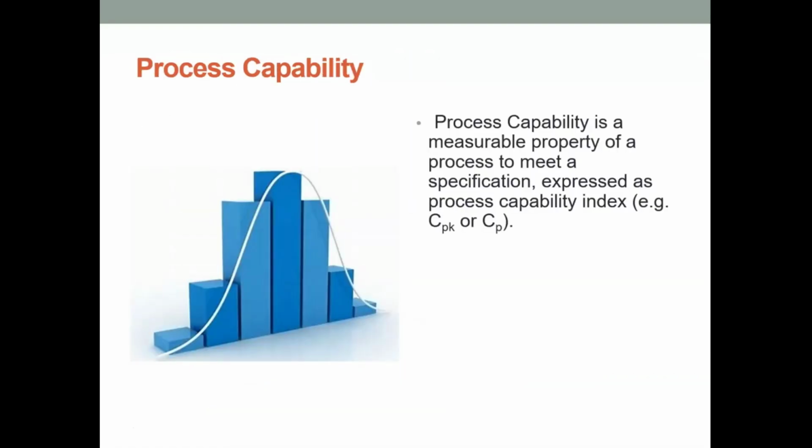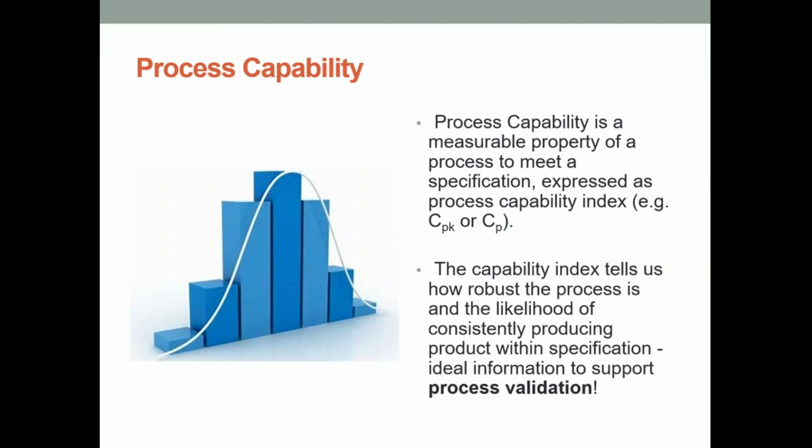Process capability is a measurable property of a process to meet a specification, and it's expressed as a process capability index, so you'll see it referenced as CPK or CP. The capability index tells us how robust the process is and the likelihood of consistently producing product within specification, so it's ideal information to support a process validation.